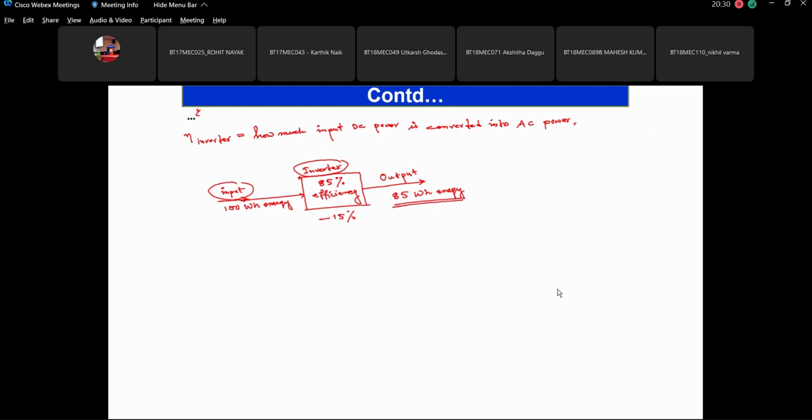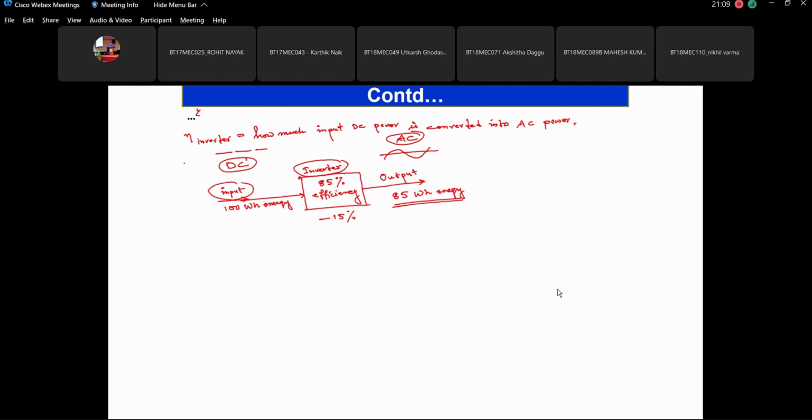Here the input is DC, direct current, and that curve will be straight, whereas for AC there will be a sinusoidal curve. At the output of the inverter we are getting AC.